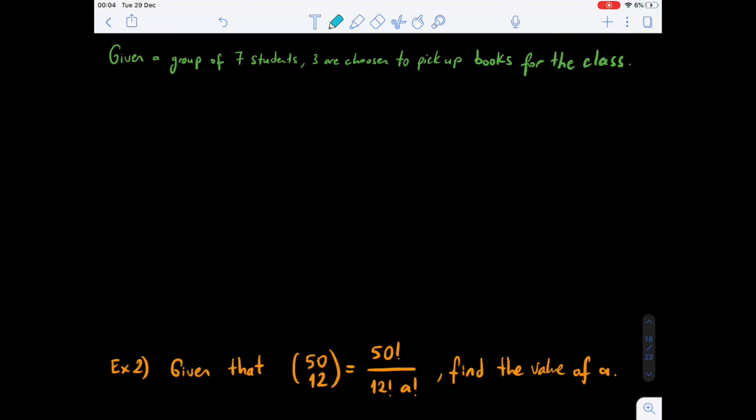Welcome everybody. In this lesson, I'm going to talk about combination. Let's start with this first scenario. Given a group of 7 students, 3 are choosing to pick up books for the class.